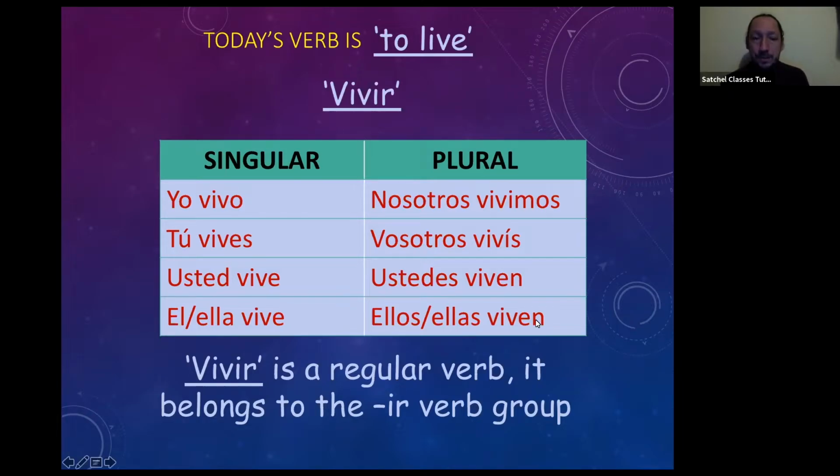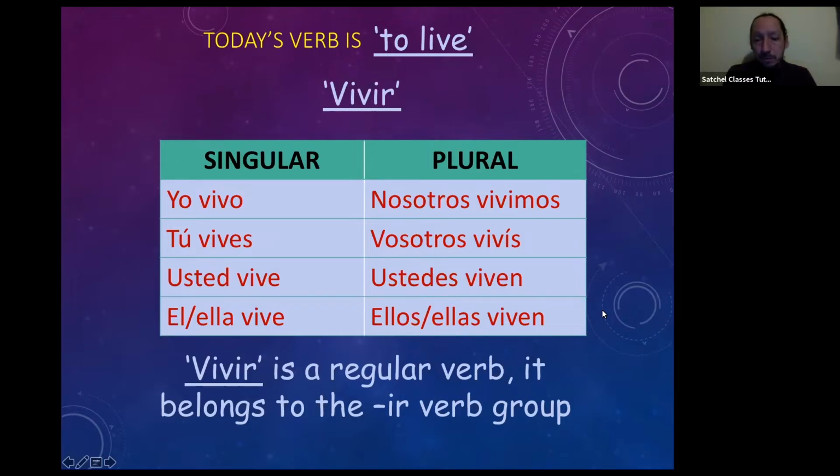He, she lives. Then we have the plural. Nosotros vivimos. Vosotros vivís. Ustedes viven. Ellos, ellas viven. Really important. This is a regular verb and it belongs to the IR verb group. And this is why at the end of the verb, as you can notice, all I'm doing is changing the ending. O, ES, E, IMOS, and so on. So that makes it really easy for us to remember whether the ending is going to be O or ES, and we just kind of swap the ending. It's like playing Lego in Spanish.